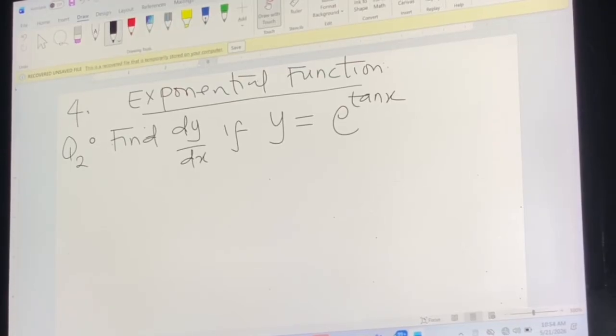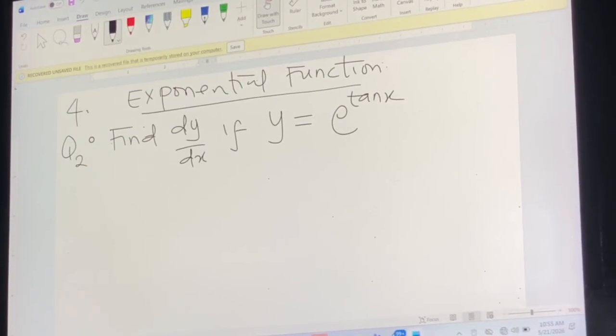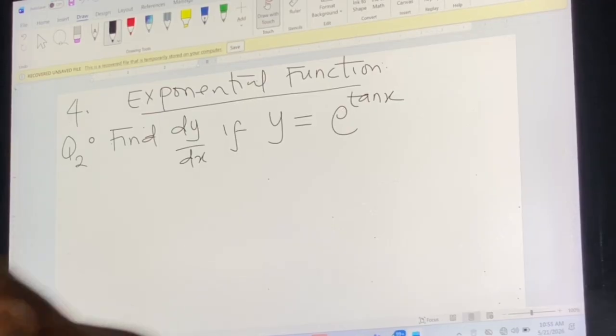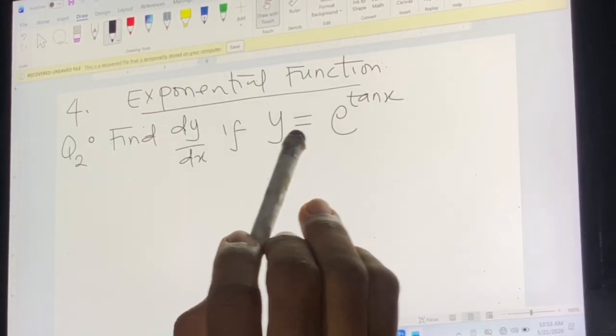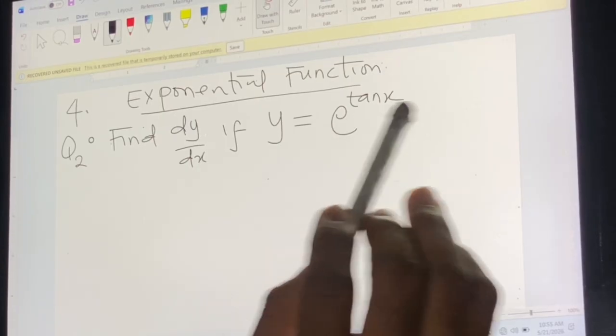In this video, we're going to focus on an advanced question on exponential functions. We are given a question here. They said, find dy/dx if y is equal to exponential tan x.